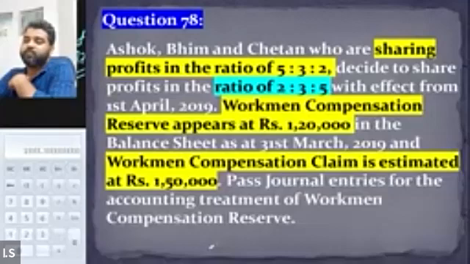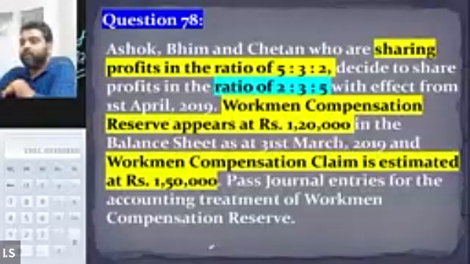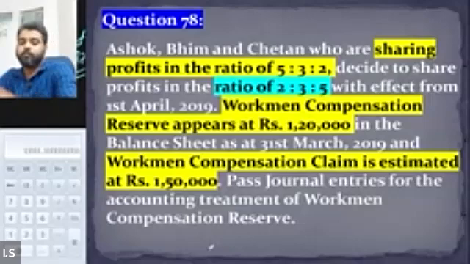Whenever the claim is more than the amount of reserve, first of all, the entire amount of reserve will be debited, and credited to the workman compensation claim, and the amount which is lacking will be contributed by the old partners in the old profit sharing ratio. So I'm giving you this question for your homework. I hope you will be able to solve it. Take the screenshot of this. Done, everyone?